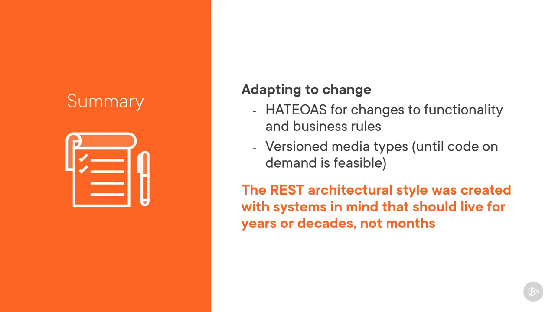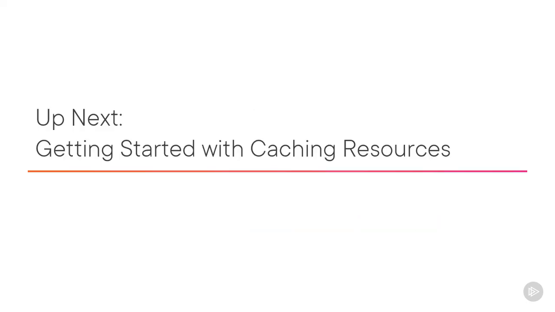That's it for HATEOAS and media types. If used correctly, it can be a tremendous addition to any API. One more constraint remains, the cacheable constraint, another big one. We will look into it in the next few modules.